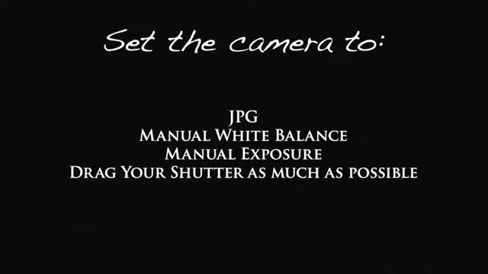Next, set your camera to record JPEG. Set the white balance to a manual setting, not auto. Since auto white balance can fluctuate, it will appear as a flicker when you play it back at 15 frames a second. Next, manually set your exposure and your focus, and then lock it down.